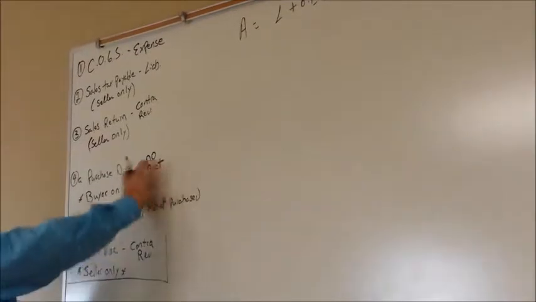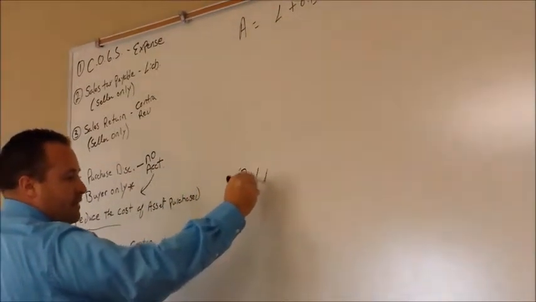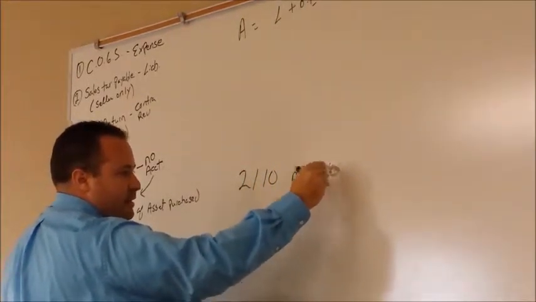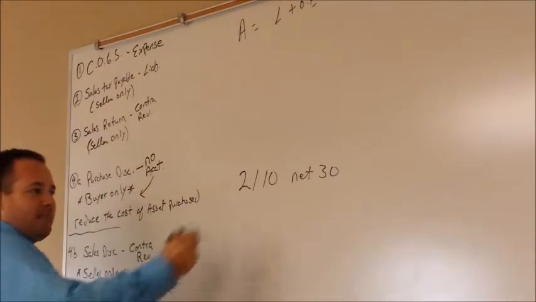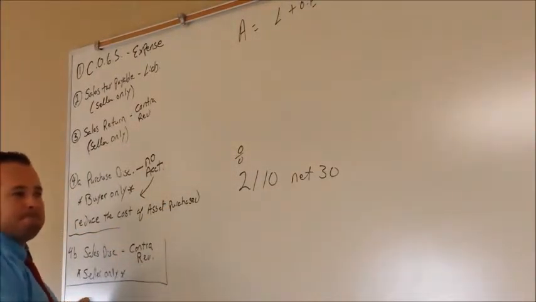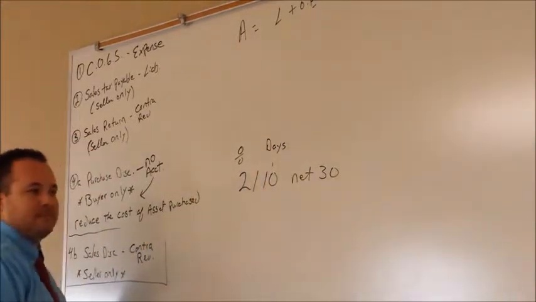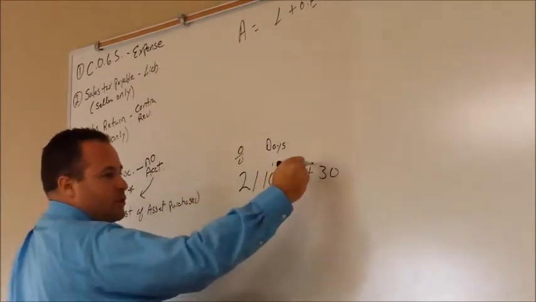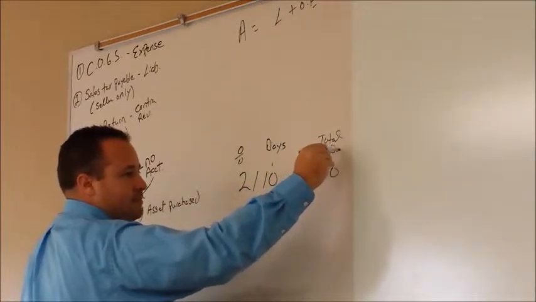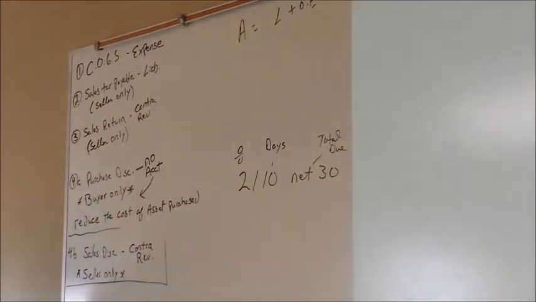And when we talked about these discounts, we talked about them in terms of if something said 2/10 net 30, remember that meant you get a 2% discount if you pay within 10 days. Otherwise, your total due is in 30 days. No discount. That's what that means.